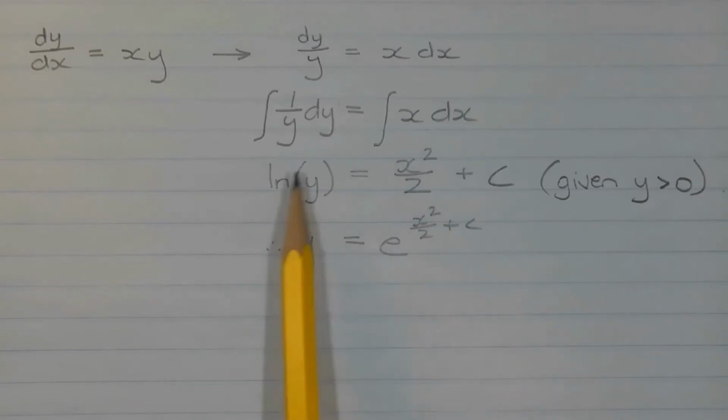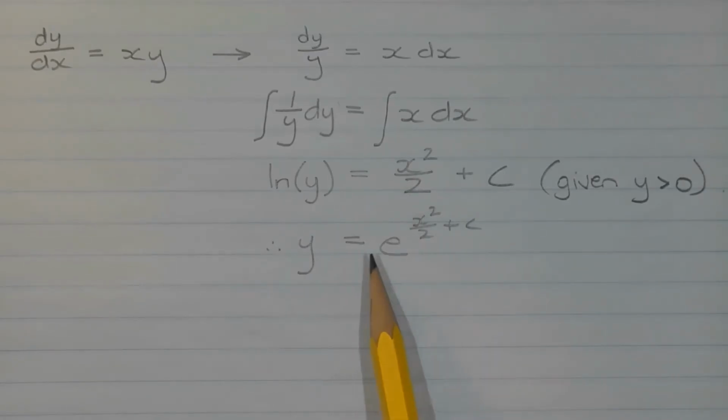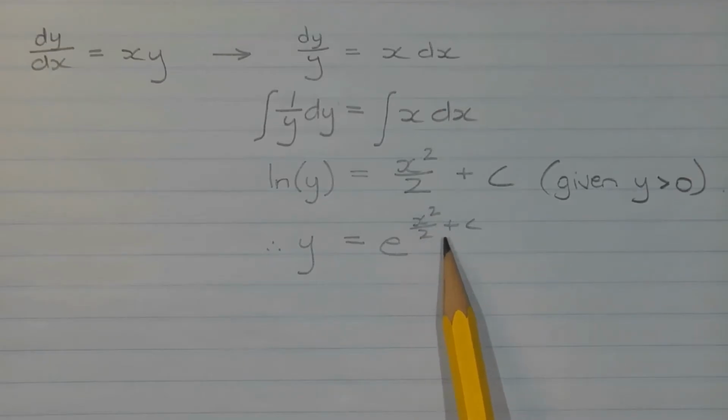Raising both sides of the equation to the base e, so we can make y the subject, we get y is equal to e to the power of x squared over 2 plus c.